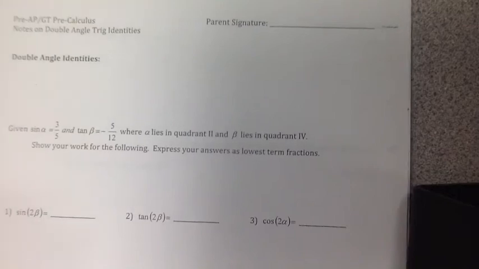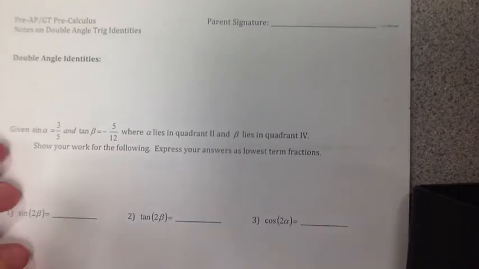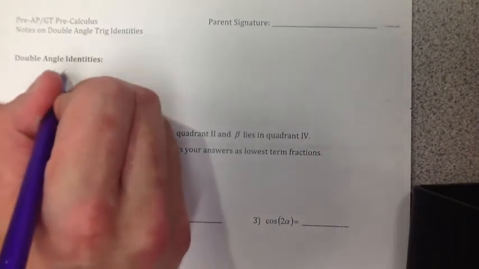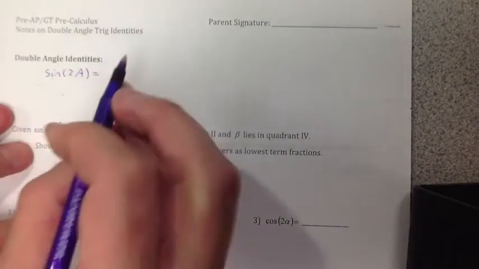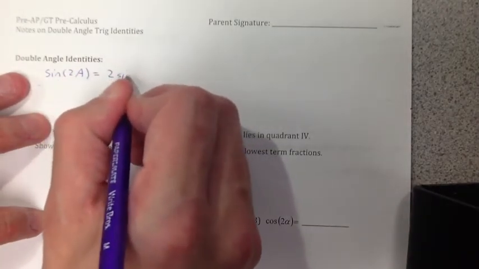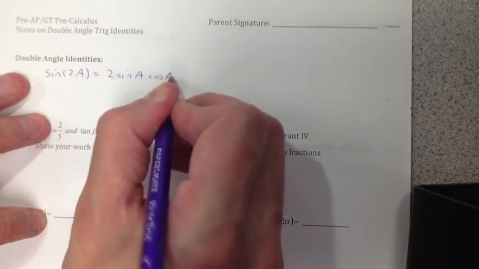We're going to be looking at the double angle identities. Now there's a few of them, so you want to make sure you pay attention. The first we're going to take a look at is the sine of 2a. The sine of 2a, we can always rewrite as 2 sine of a cosine of a.